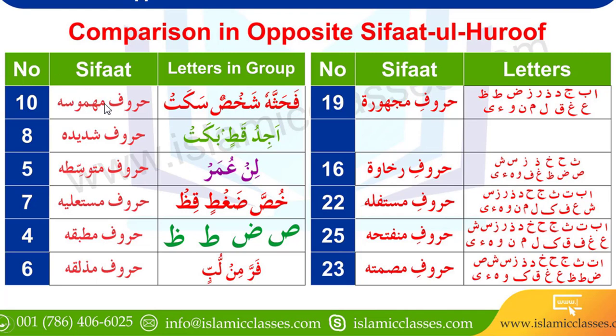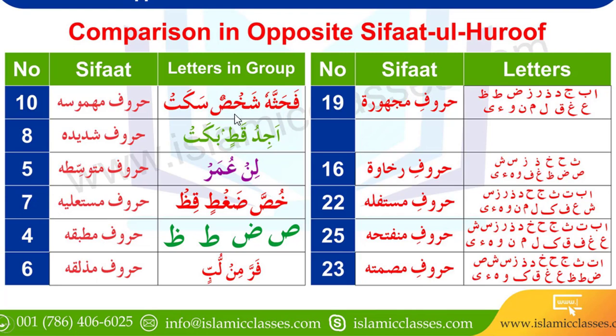The first quality is Huruf Mahmusa, the first quality which we read, hams. So which letters have hams quality? Those letters are total 10. The 10 is already written here. The letters which have hams quality we call Huruf Mahmusa, and Huruf Mahmusa are 10, which is in the group فَحَثَّهُ شَخْصٌ سَكَتْ.